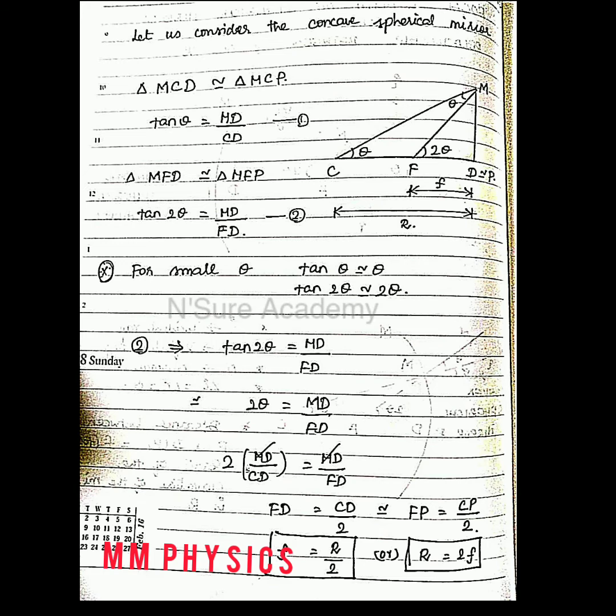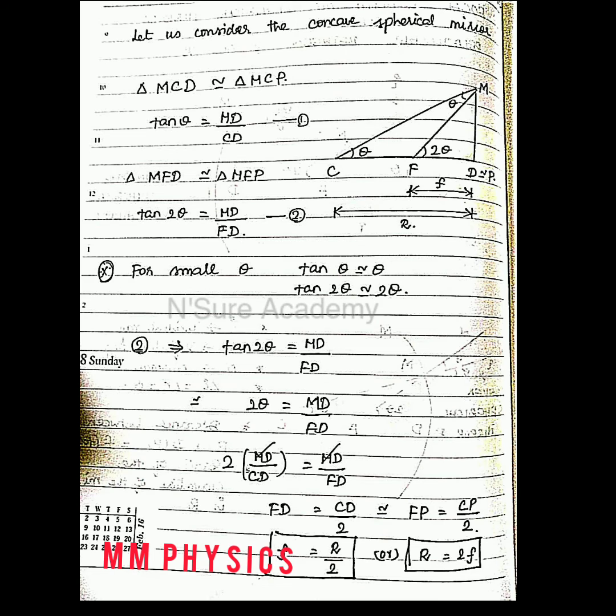Then for tan 2 theta: theta is the two inner angles of the triangle, so the outer angle is the sum of both, theta plus theta, which is 2 theta. So tan 2 theta is equivalent to MD divided by FD. For a small angle theta, tan theta is approximately equal to theta, and tan 2 theta is approximately 2 theta. Whatever the angle may be, if it is very small, then the tan of that angle can be equated to the angle alone.